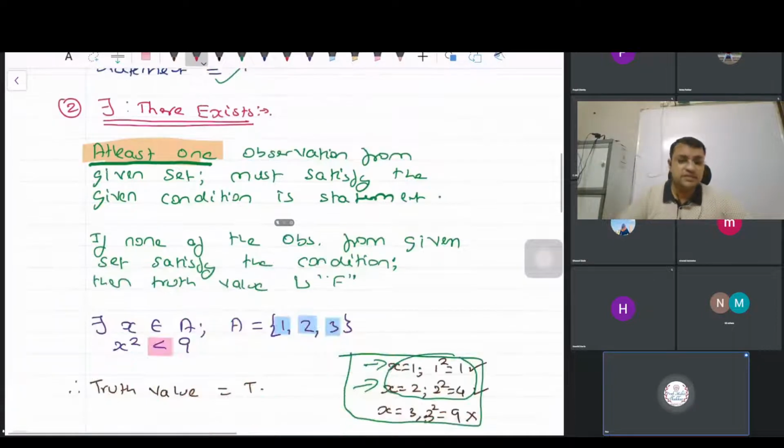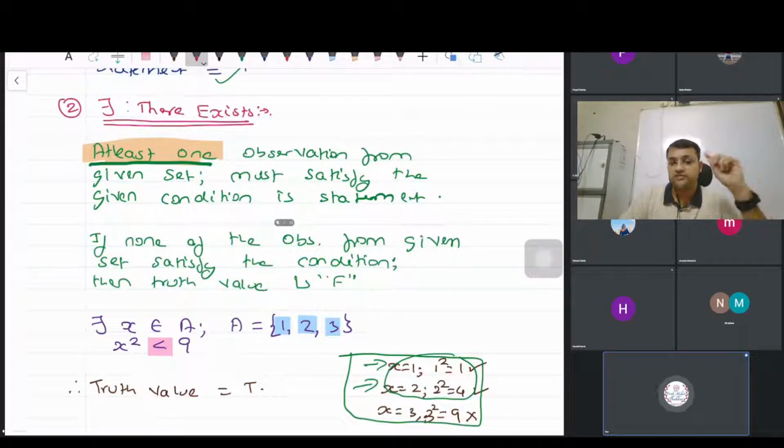In the same manner, the second one that we have is something called there exists. It says that at least one observation from the given set of observations must satisfy the condition. In the previous case, we had said all observations must satisfy. Here I am saying at least one observation must satisfy.